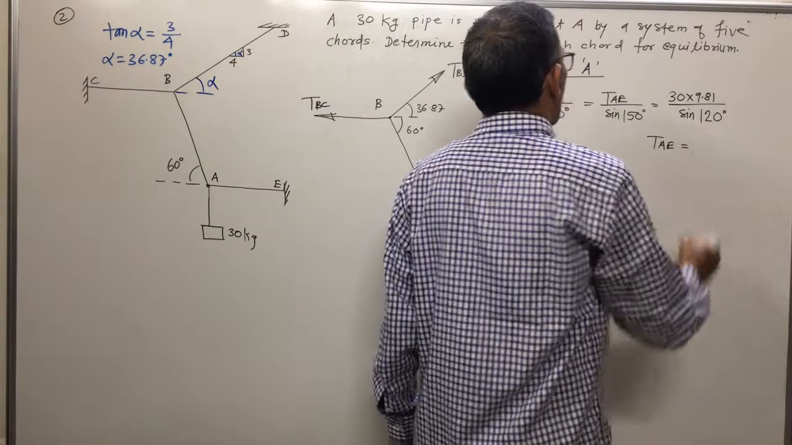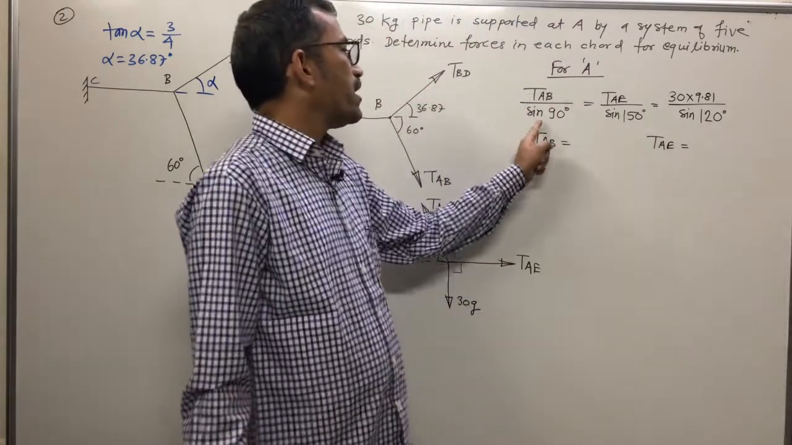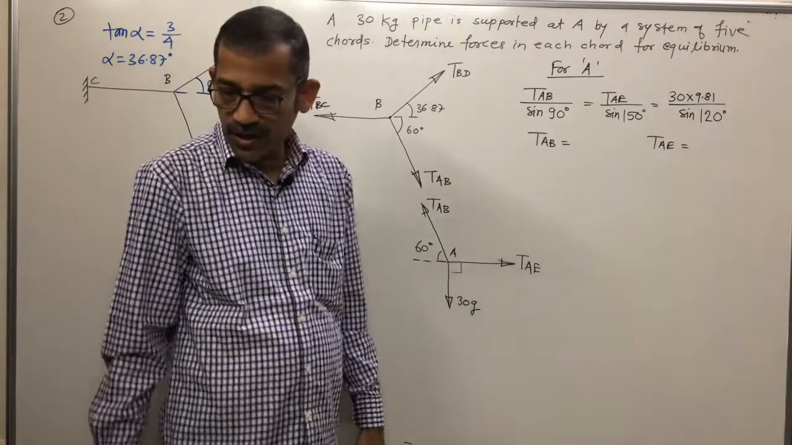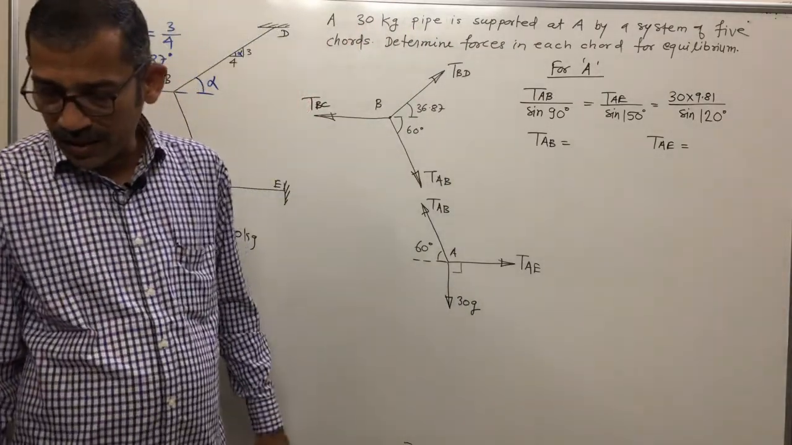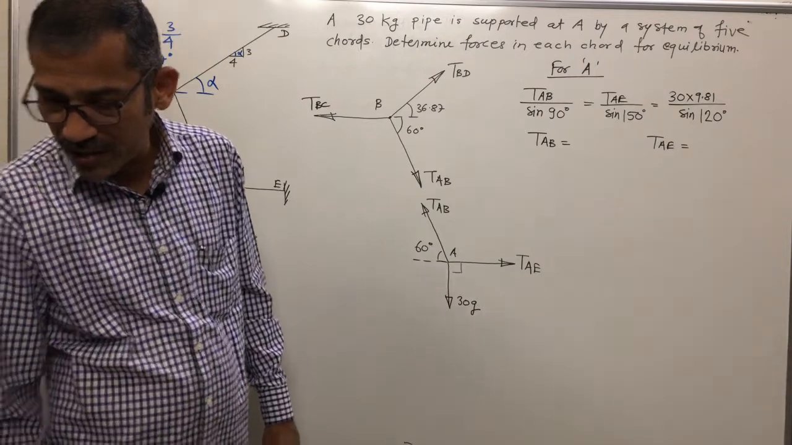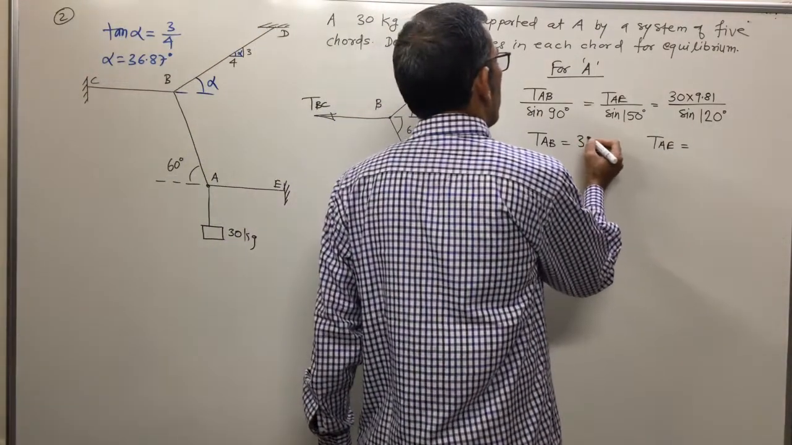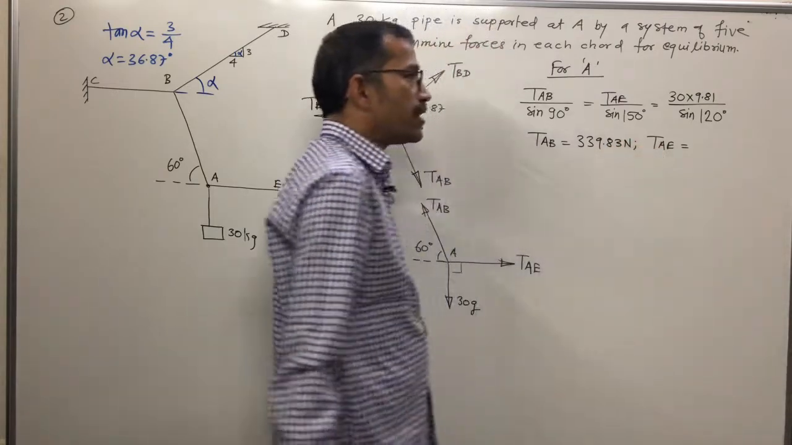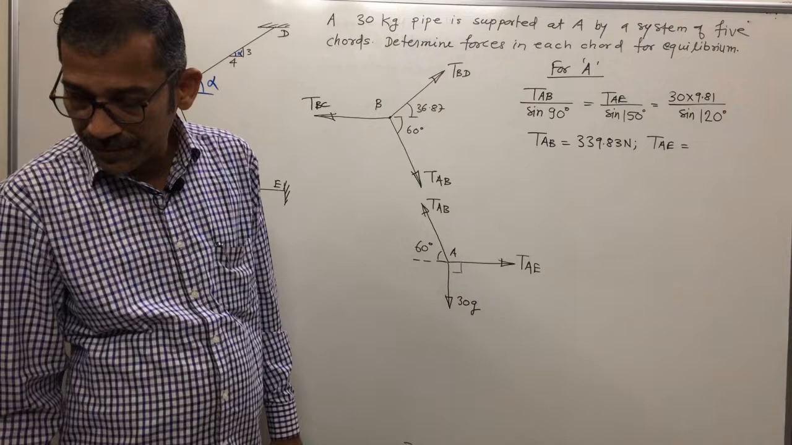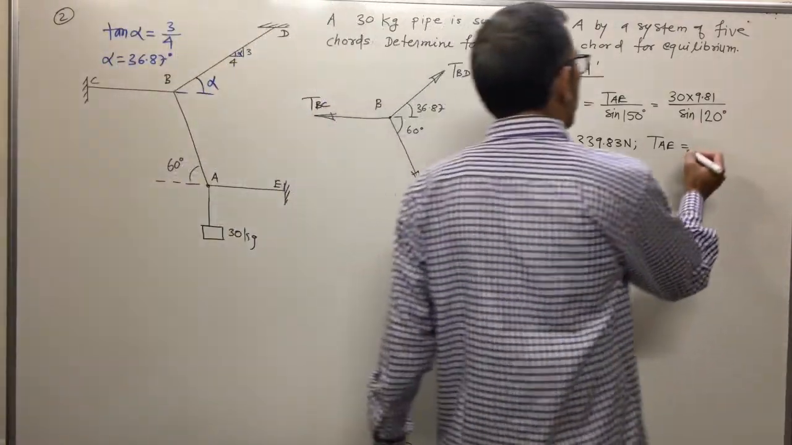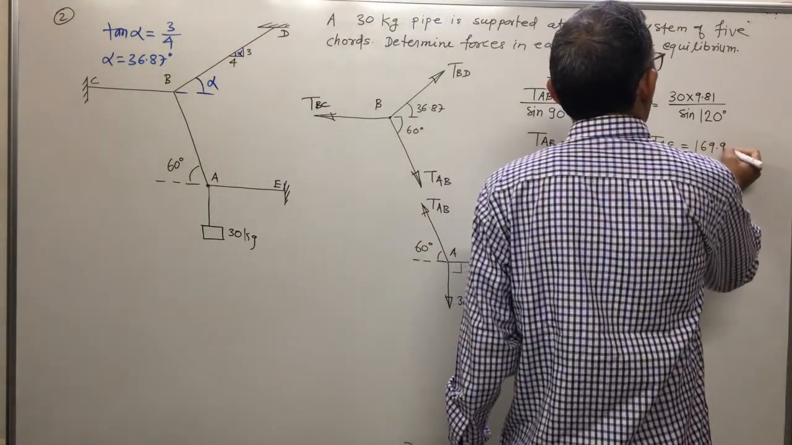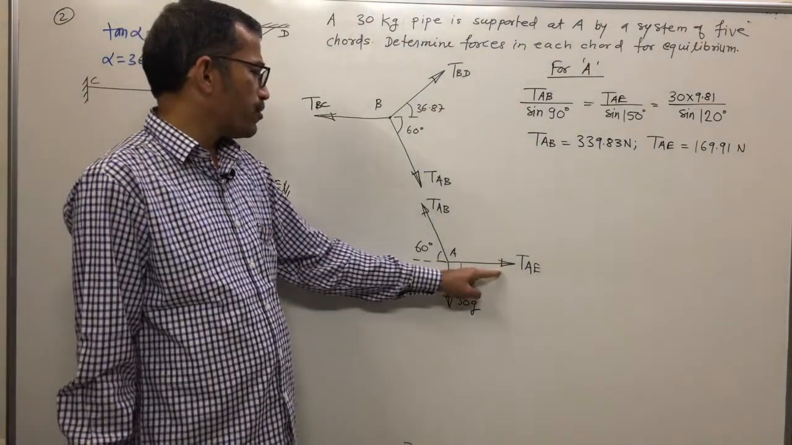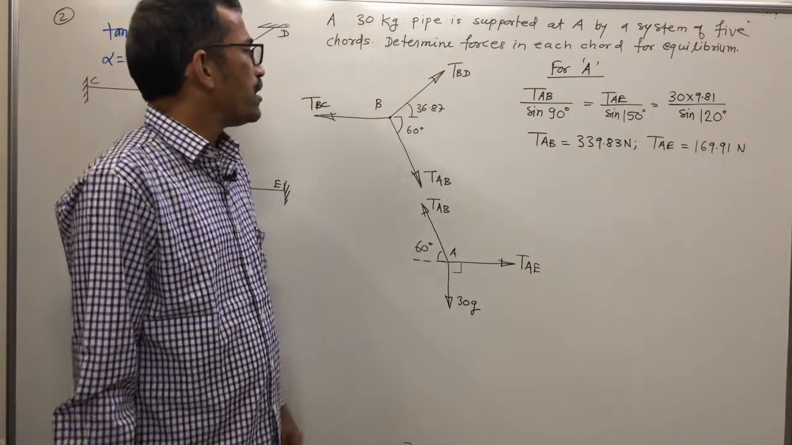Correct? Let's calculate, what will we get? TAB: sine 90 is 1, so 30 into 9.81 upon sine of 120. How much TAB are you getting? Already calculated, TAB comes out to be 339.83 Newton. And TAE comes out to be 169.91 Newton. Clear? Method clear? Simple. Any force you take, divided by the sine of the angle between the other 2 forces.